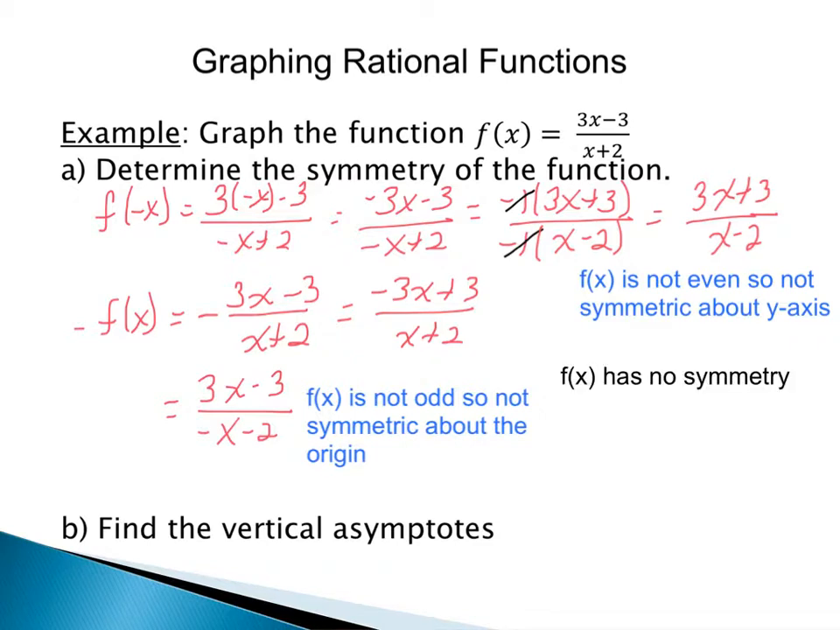Next, we want to look at our vertical asymptotes. So remember, for our vertical asymptotes, we do need to try to simplify the original f of x function. So I can factor out a 3 in the numerator. So that way we're left with x minus 1 over x plus 2. We want to do that to see if we can cancel out any factors, because when a factor cancels, that means that there's actually a hole at that value for x, not an asymptote.